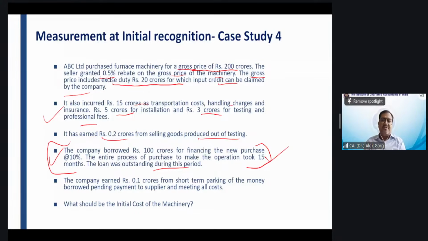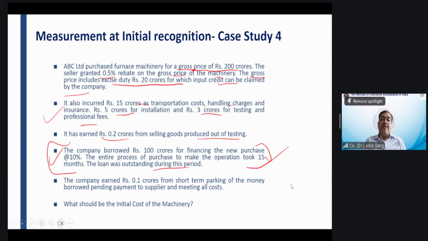You must have read this in Accounting Standard 16. Rohan, Ravinder, Sai Kiran, Yogendra, have you guys read this in accounting standard days? Yes, sir. Yes, of course. Yes.